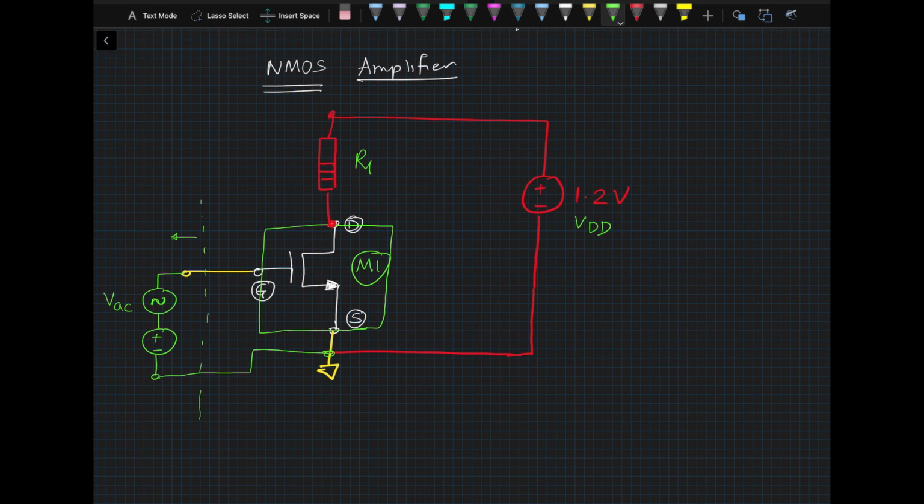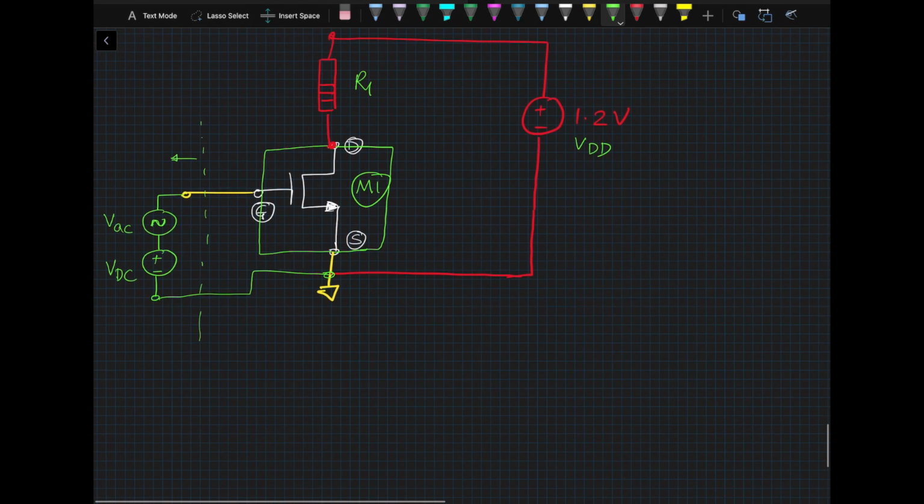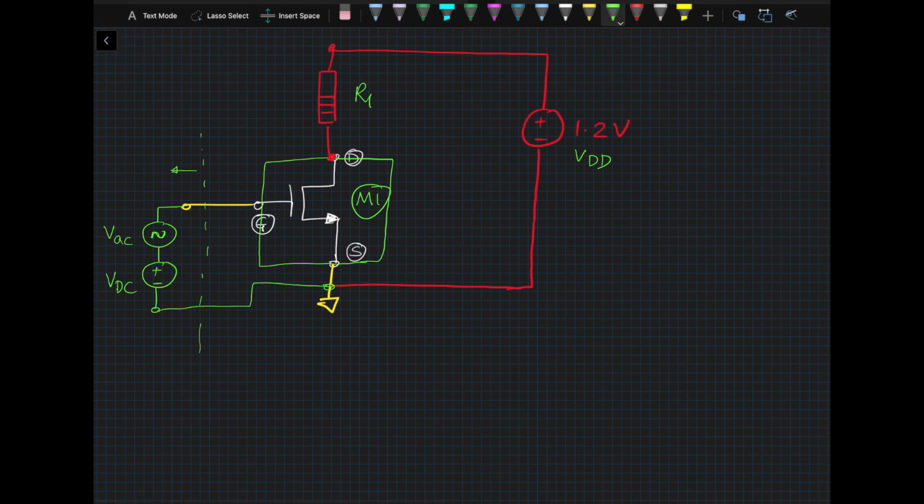First, what are we going to do? We will do a DC analysis of this circuit. So what does the DC analysis tell you? For example, let's say we know that the threshold voltage VTH of this MOSFET is 400 millivolts. If the input voltage is below 400 millivolts, this transistor will be turned off, and there will not be any current flowing through this resistor. So we have to apply a voltage higher than VTH.